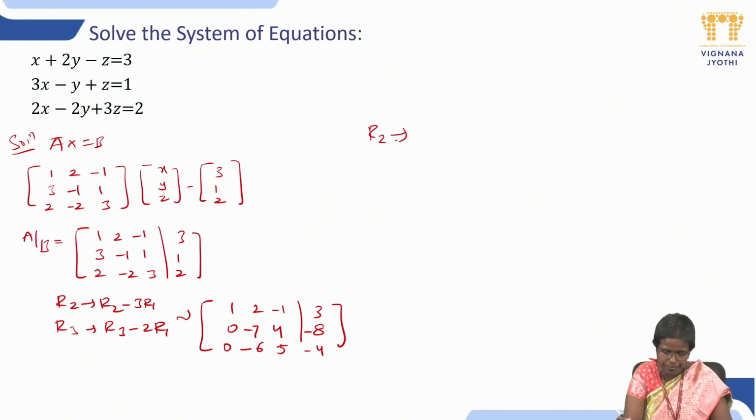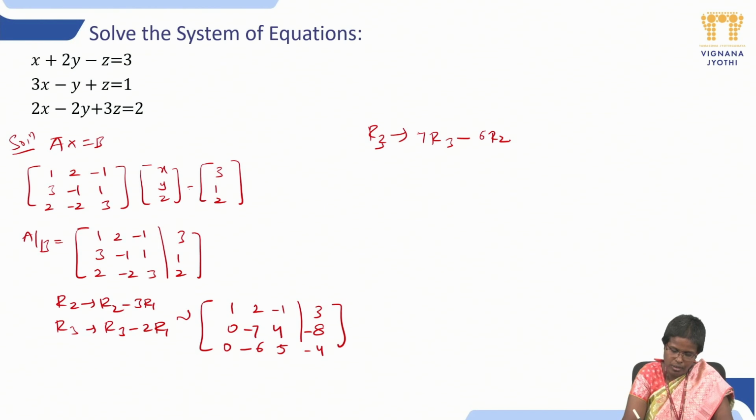R2 implies, right, R3 implies 2 minus 2 is 0, minus 2 minus 2 minus 6, 3 minus of minus 2 is 5, right? 2 minus of minus 2 means 2, minus is minus 4, right? Now, the number of zeros must be increased. R3 implies 7 R3 minus 6 R2.